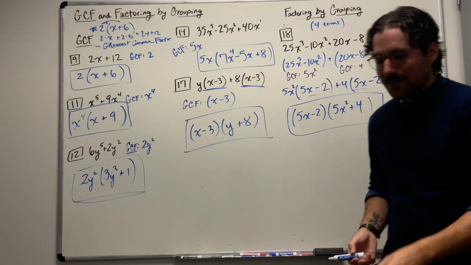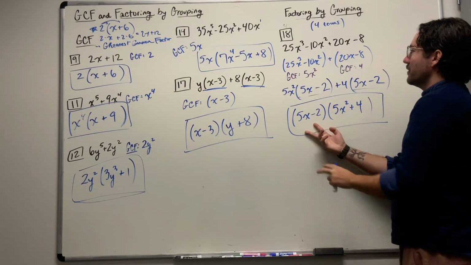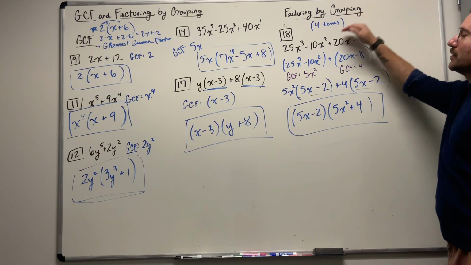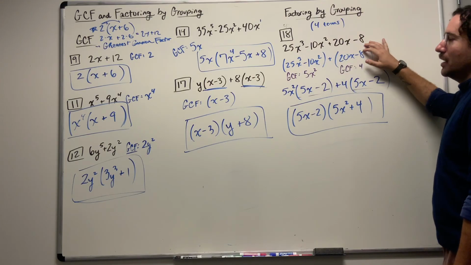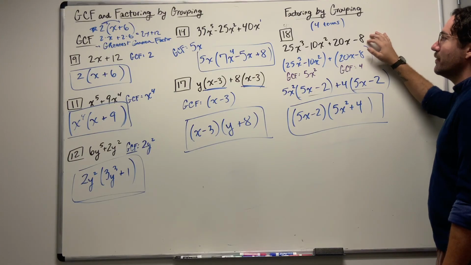So it takes a little while to get used to, especially that last step of bring the common factor out in front. But this is specifically when we have 4 terms. So we have 4 terms here. It doesn't always work out, but we'll be given problems typically that can be factored.